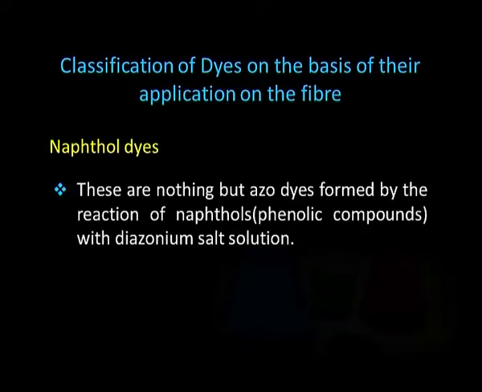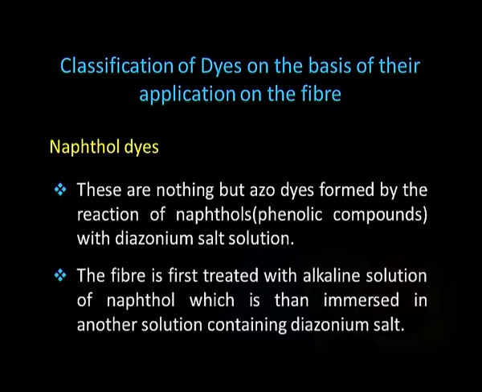In case of naphthol dyes, these are nothing but azo dyes formed by the reaction of naphthols, that is phenolic compounds, with diazonium salts. The fiber is first treated with an alkaline solution of naphthol, which is then immersed in another solution containing diazonium salt. The two react to form a deep red azo dye. These are used for dyeing cellulose fibers, but with a modified process other fibers can also be dyed by this method.